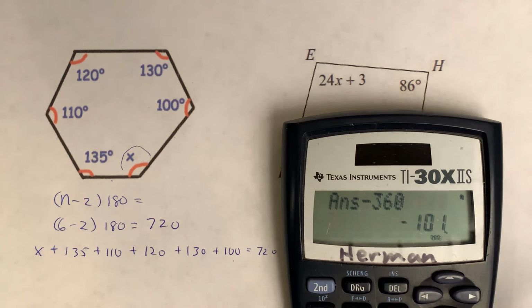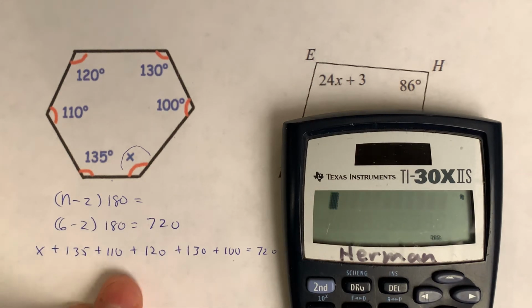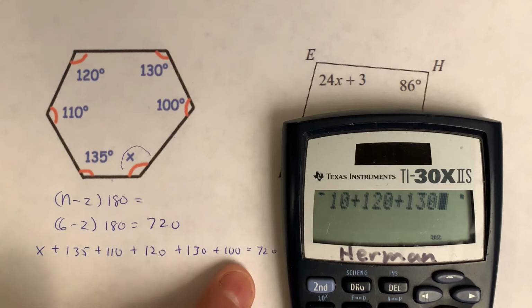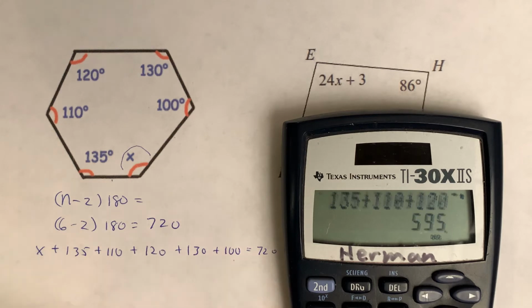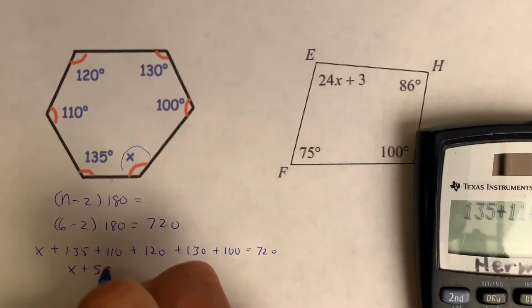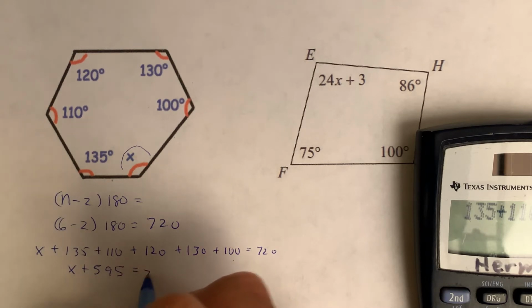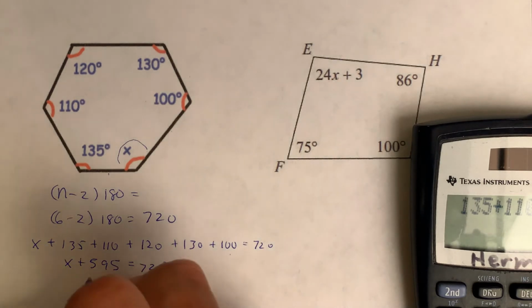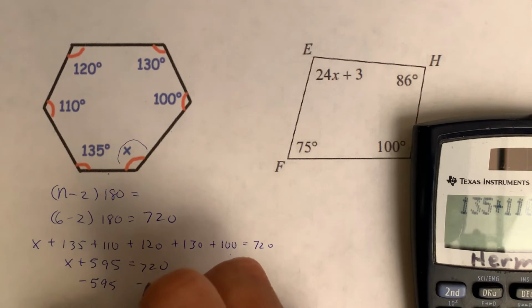This calculator gets some trouble. There we go. Okay. I'm going to add these all together: 135, 110, 120, 130, and 100. And I get 595. So I get x plus 595 equals 720. Then, of course, to solve that, we're going to subtract 595 from both sides. So minus 595.